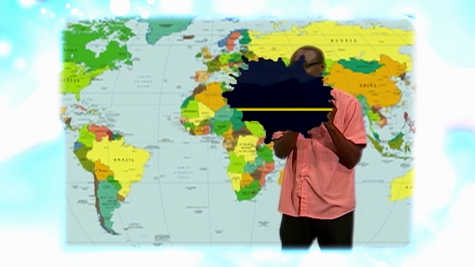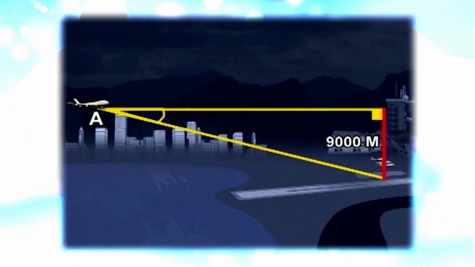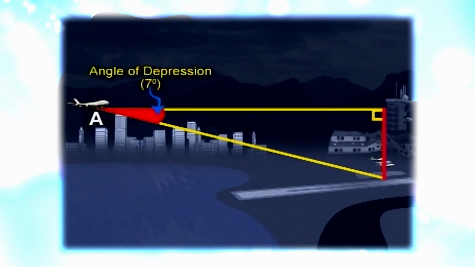We know all we need to know. In order to figure out how far the pilot must begin his descent, we know that the altitude of the airplane is 9,000 meters, which in this case represents the opposite side of the right-angled triangle. We also know that the angle of depression from the airplane to the airport is 7 degrees.